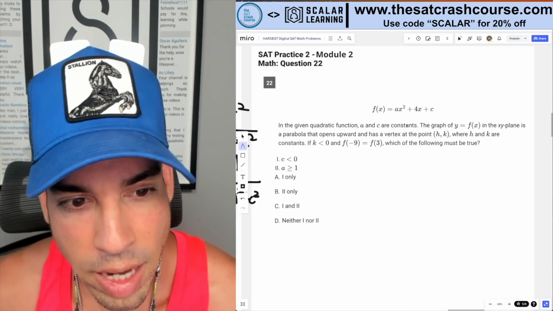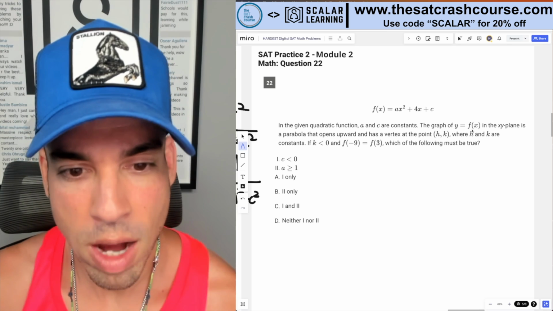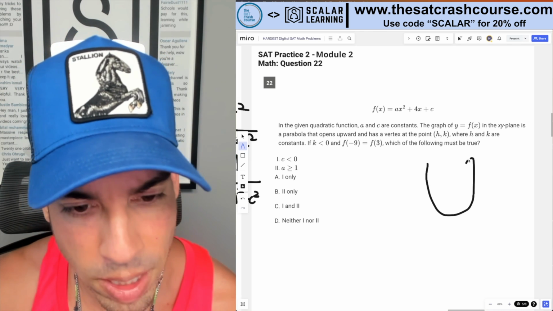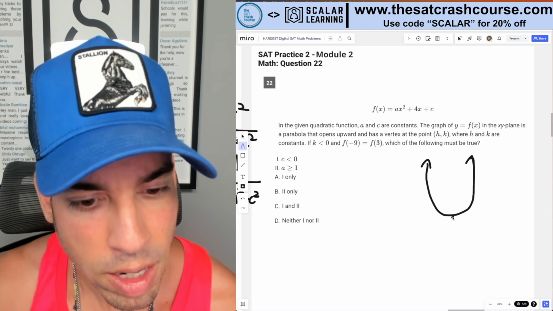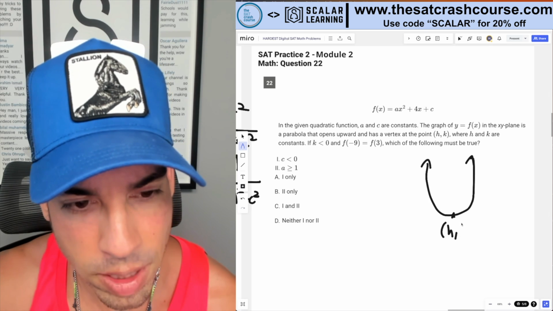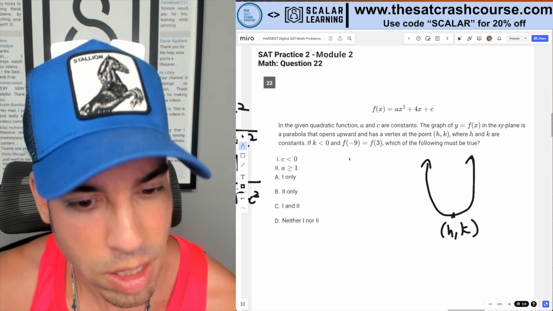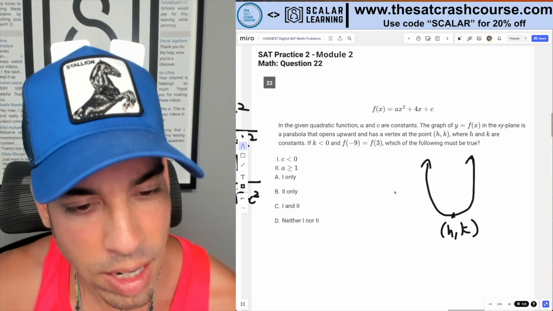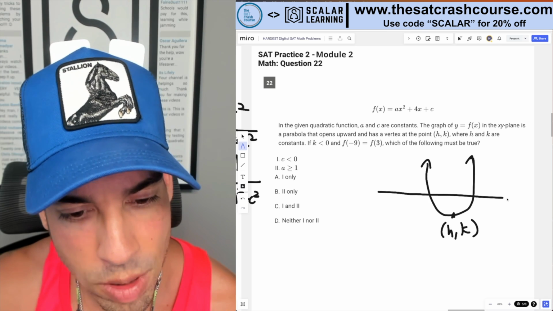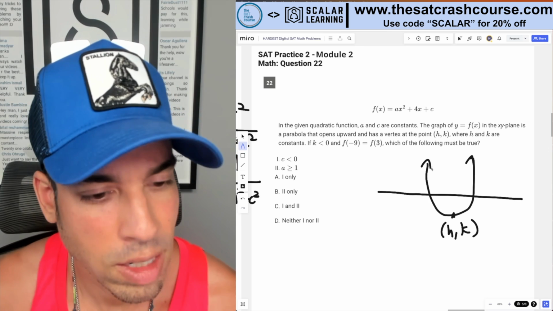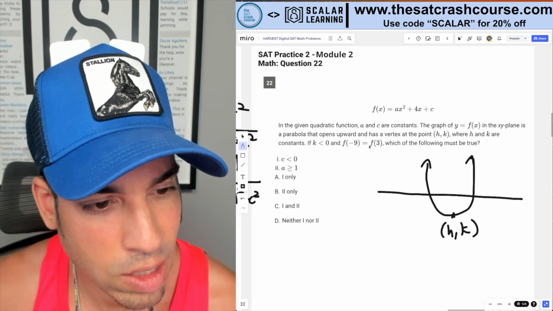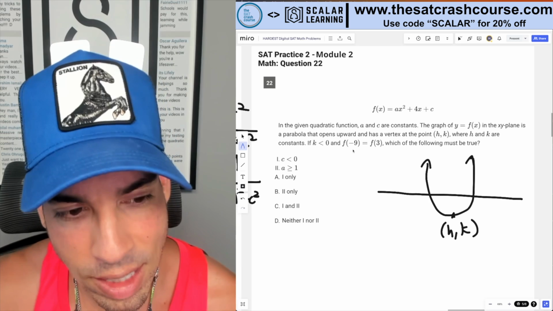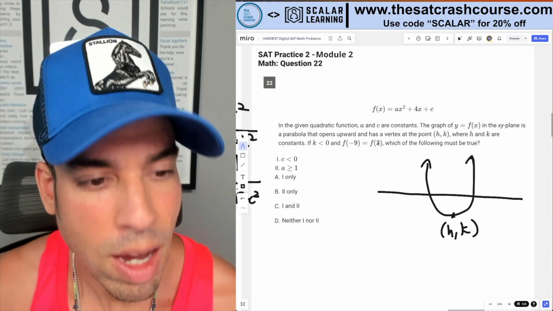In the given quadratic, a and c are constants. The graph of y equals f of x in the xy plane is a parabola that opens up. And notice as they're describing it, I'm drawing it out, right? Opens up and has a vertex at h, comma, k, where h and k are constants. If k is less than 0, meaning k is negative, and therefore this is below the x-axis, okay? And then it says f of negative 9 equals f of 3, okay? So the function value when x is negative 9 is the same as the function value when x is 3.